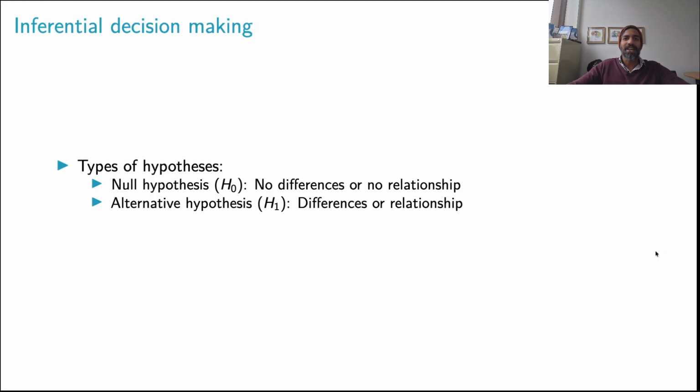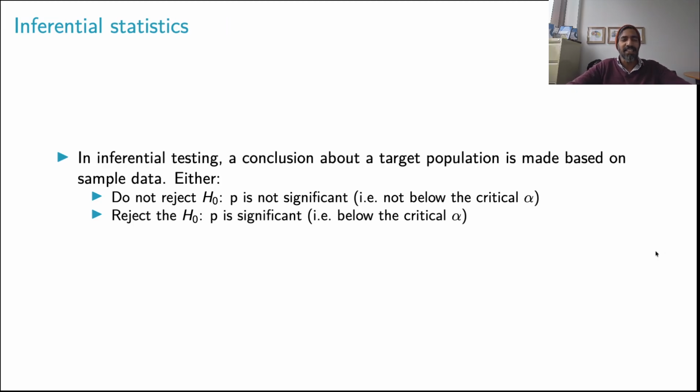So when thinking of inferential statistics, or in inferential testing, a conclusion about a target population is made based on sample data. So you don't reject the null hypothesis, so the p-value is not significant, so it's not below the critical alpha, or you reject the null hypothesis, so the p-value is significant, it's below the critical alpha.